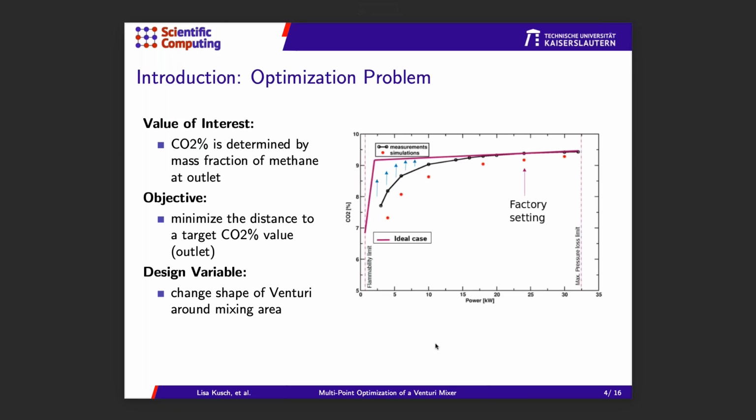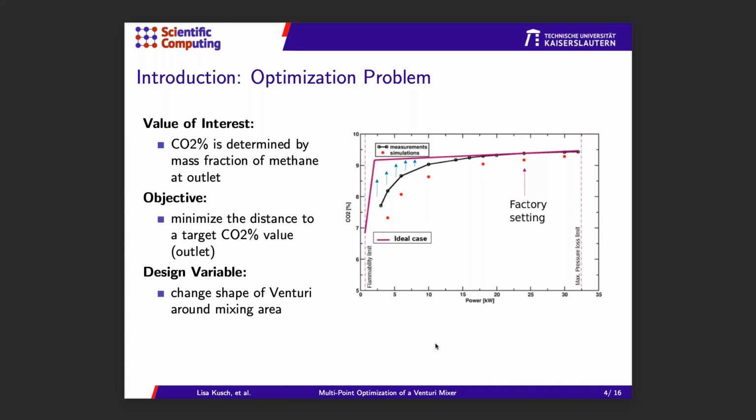So what makes this the multi-point problem? You see on the right, we plot the CO2 percentage, so that's what's usually measured. It's not the fuel to air ratio, but the CO2 percentage that you can obtain from the fuel to air ratio over different powers. And you see that this varies over powers, especially for lower powers. We have a lower CO2 percentage. And you see this for the measurements and the simulation right here. And what we want to achieve is an ideal curve that is indicated here in purple with the thick line. So the objective would be to minimize the distance to this ideal curve.